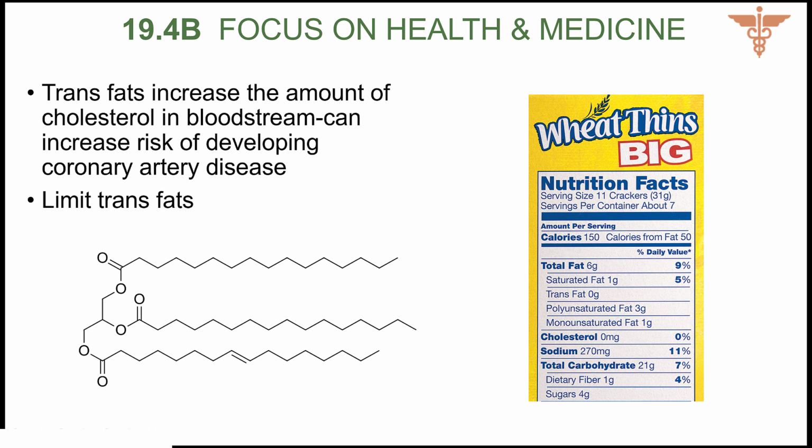Trans fats will increase the amount of cholesterol in the bloodstream and can increase the risk of developing coronary heart disease. So you want to limit your trans fats. And what they mean by trans fats is, if you look at the structure of this double bond here, if you remember going through this, these are on opposite sides. And so this is a trans double bond, and these are your trans fats. And that is shown here. This particular type of cracker does not contain trans fats, but it does have polyunsaturated fats. So there might be some where you have more than one double bond in your fatty acids.